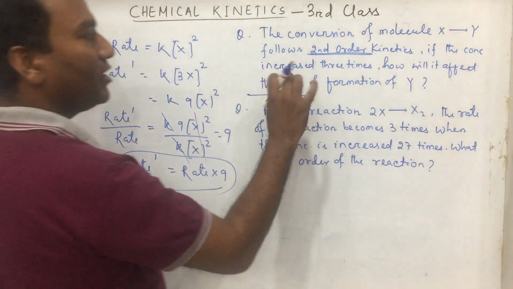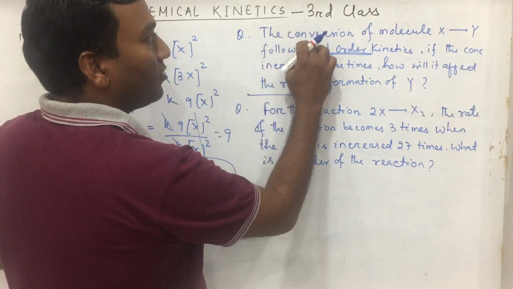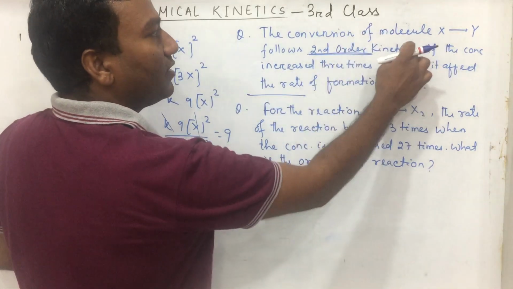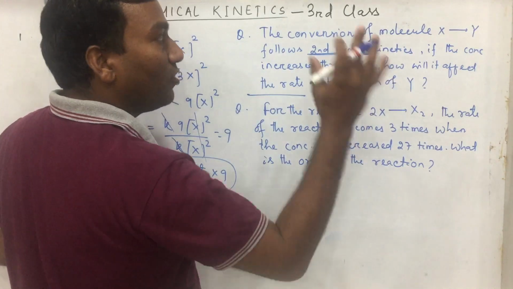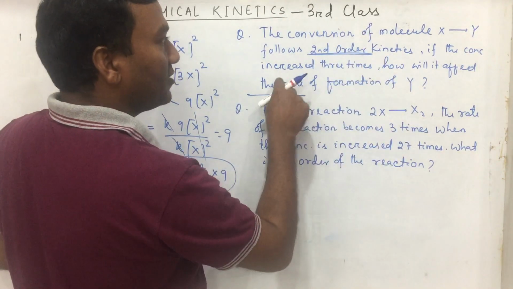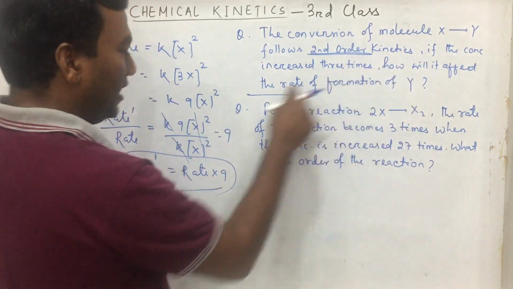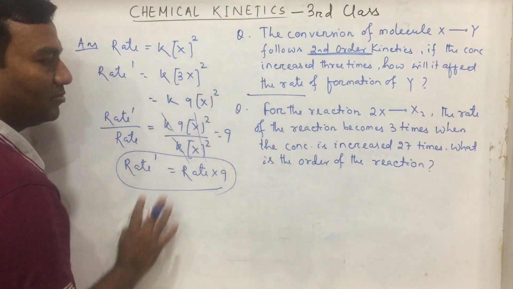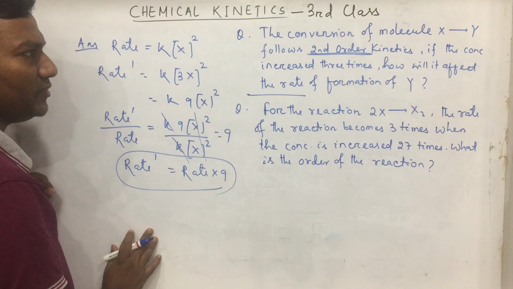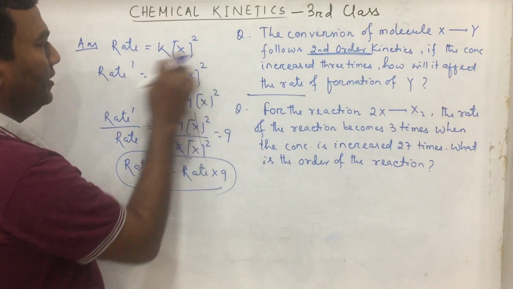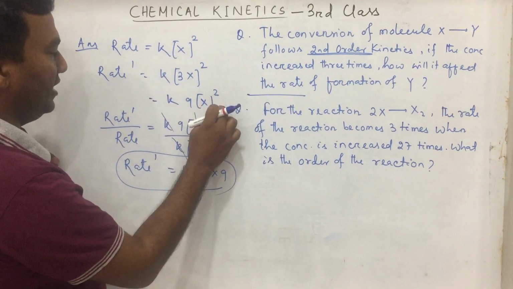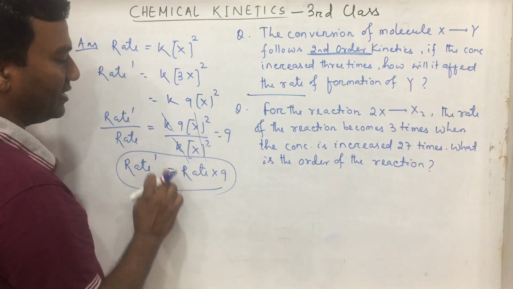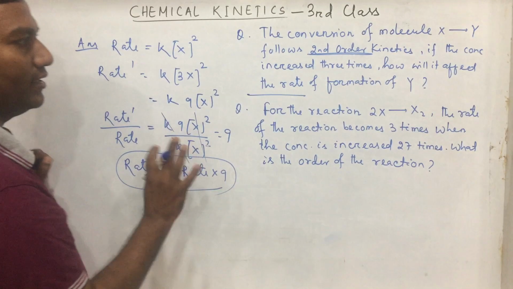That means the question will come like this: the conversion of a molecule of X to Y follows certain order kinetics, meaning the order is not given. If the concentration increases 3 times, the rate increases 9 times. Like this question, now we will solve. What is the order of the reaction? Again you see, the concentration increases 3 times, so rate dash by rate equals 9. So rate dash equals rate into 9. Clear?